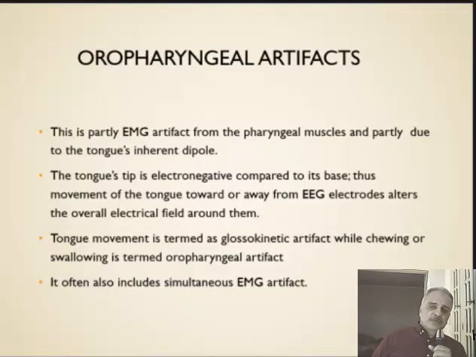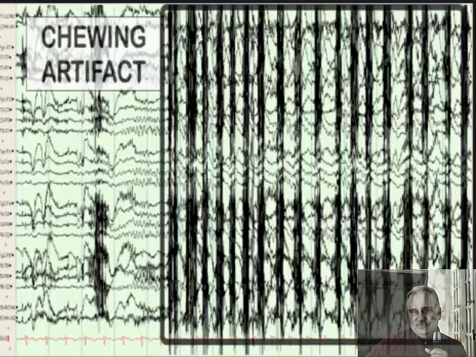Tongue movement will produce a field that can alter the background. This occurs during talking, chewing, and deglutition. It is repetitive and of high amplitude.